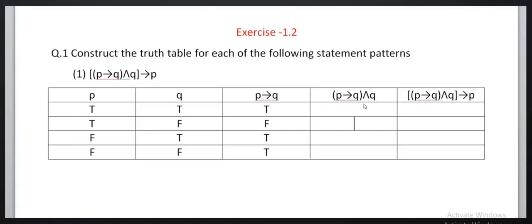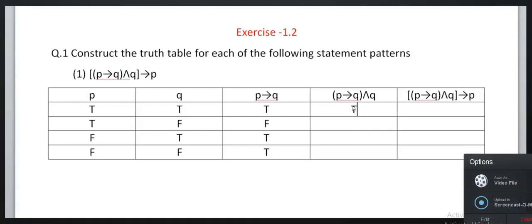Now the AND statement. What about the AND statement? If both of them are true, then it is true; otherwise false. This you have to remember. Now this is T and T, therefore it is true. F and F is F. This is again F.